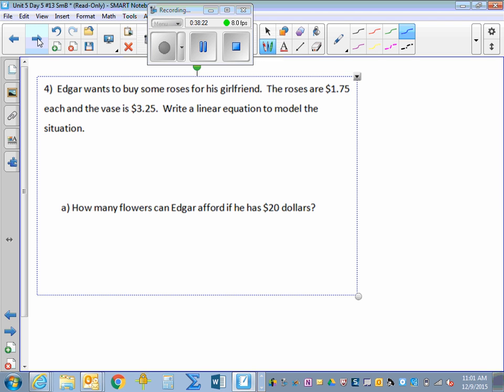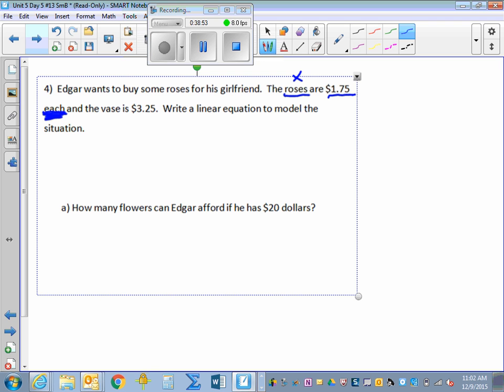The roses are $1.75 each. What does that word each mean we're going to have to do? Multiply. Roses will be X. It says the base is $3.25. Is he going to have to buy a vase for every single rose? No, he just buys one vase and then puts all the roses in that, right?